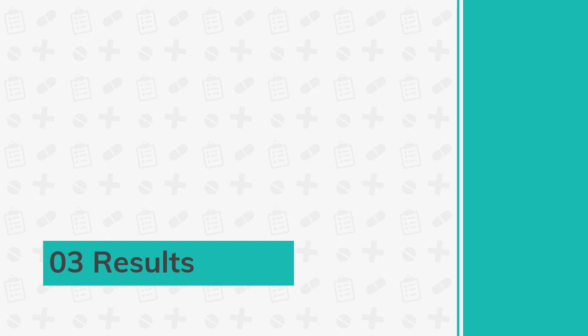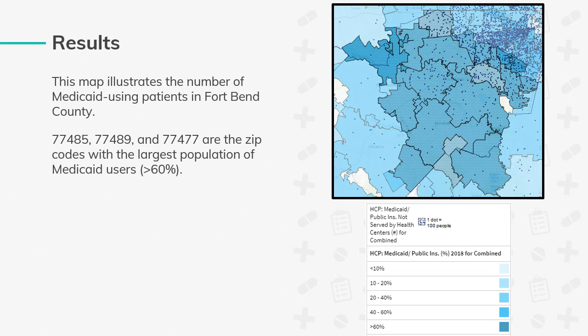Now, I will go over my results as well as the maps I made of the disparities in our county. This map shows where patients who use Medicaid are in Fort Bend County. As you can see, 77485, 77489, and 77477 were the zip codes with the most Medicaid users, defined as more than 60%. My project focused on the Medicaid population since they are vulnerable to chronic conditions like metabolic syndrome.